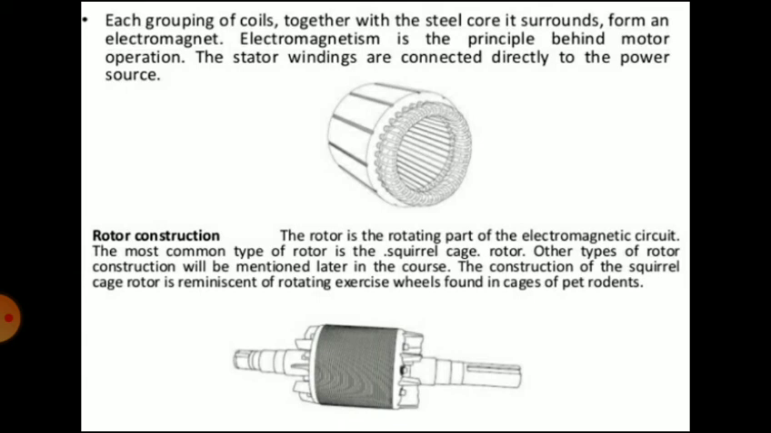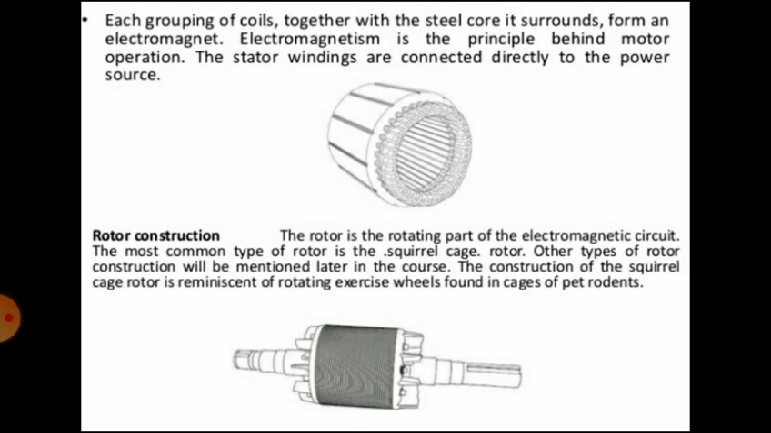The stator winding is wound for a certain definite number of poles. When it is excited by AC supply, the stator produces the magnetic field. Each grouping of coils together with the steel core it surrounds forms an electromagnet. Electromagnetism is the principle behind the motor operation. The stator windings are connected directly to the power source.